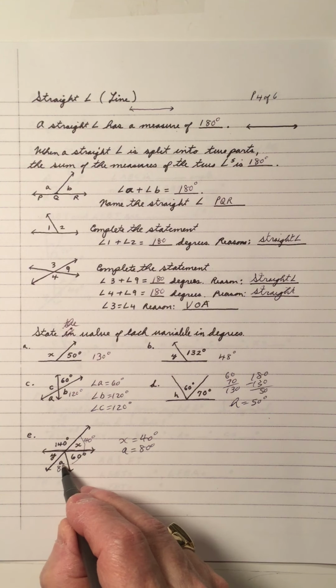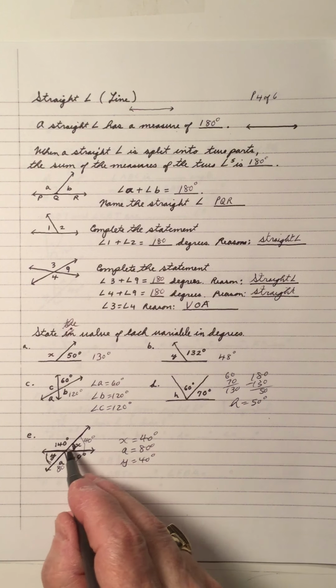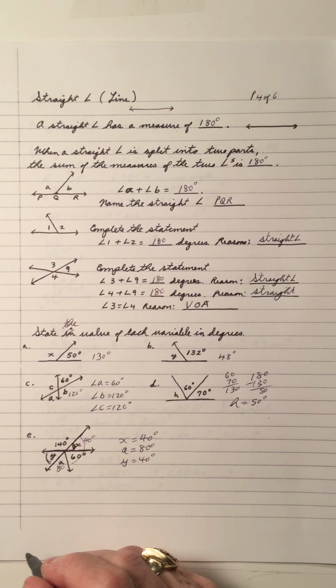Because if you think about it, 40 and 60 and 80, straight angle, added up, 100, 180. And notice we have a straight angle. We have 2 lines intersecting there and there. So these 2 angles, this one and this one, are vertically opposite. So Y is 40 degrees because it's vertically opposite too.